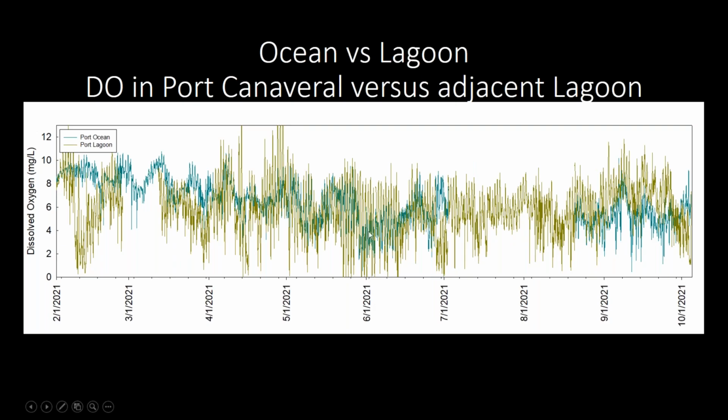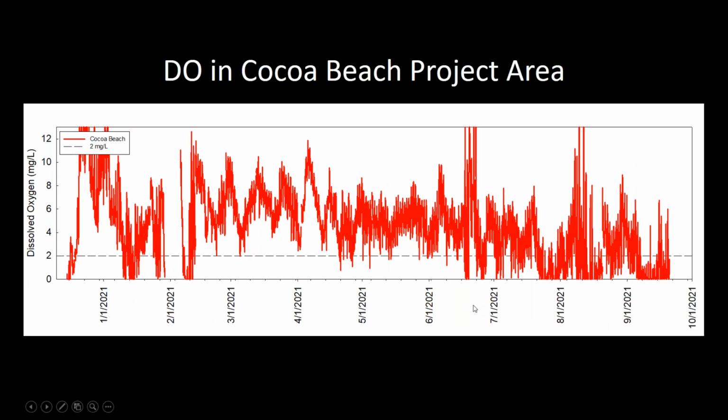Ocean versus lagoon. So this is showing just how dynamic and how large those fluctuations are in the lagoon relative to the healthier seawater in Port Canaveral. And then this is just a really cool example. This is in Cocoa Beach. This is one area that's been selected for restoration.